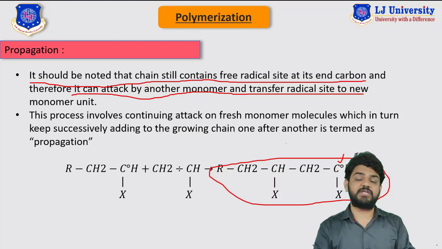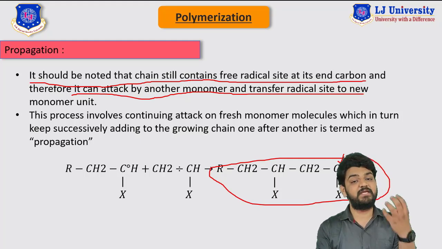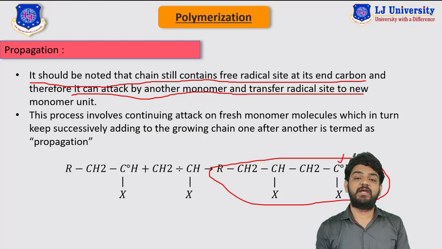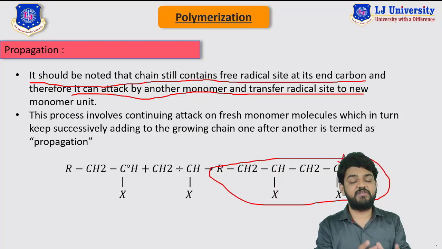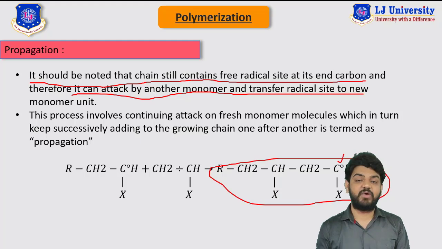After the initiation process, the propagation process comes into the picture, in which it further continues the initiation process, in which the free electron that was in the last carbon atom is transferred to the next fresh monomer. So this fresh monomer is continuously attacked by the previous monomer, and it is continuously forming the chain which we call the polymer. So these are the two steps in the polymerization process. We will see the termination, in which we try to kill this propagation step.